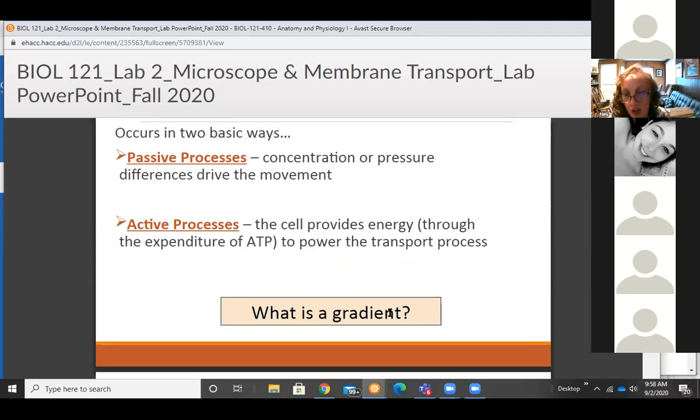And remember, a gradient is the difference between one side versus the other side, and it's in how much of whatever you're looking at is there. So if you're looking at sodium ions, sodium positive charges, how many sodium positive charges are on one side? How many are on the other side?